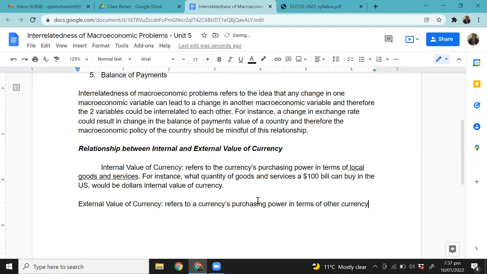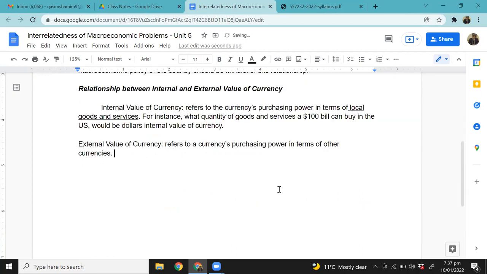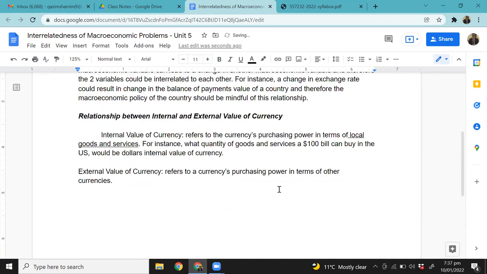Now, does that ring any bell, right? So think about this. How do we define the term when we say the purchasing power of one currency in terms of another currency? If you recall, that was our definition of exchange rate. Because what is exchange rate?